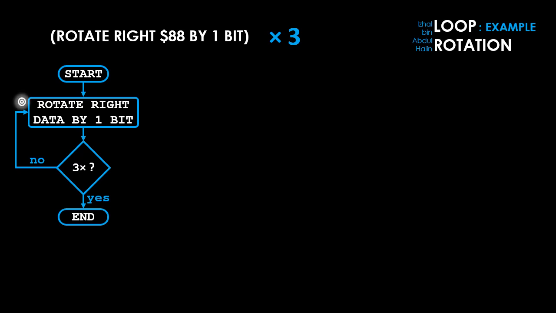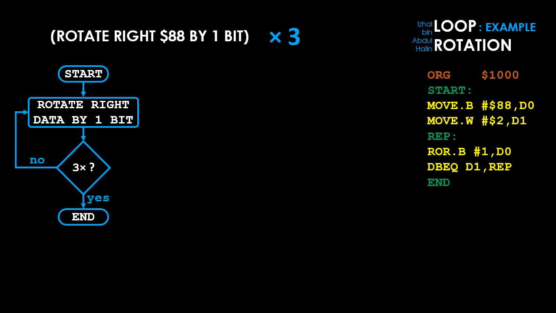We will first rotate data to the right by 1 bit. Next, we check whether we have rotated the data 3 times or not. If not, we will branch back to rotate the data again. However, if the answer is yes, then we will end the program.